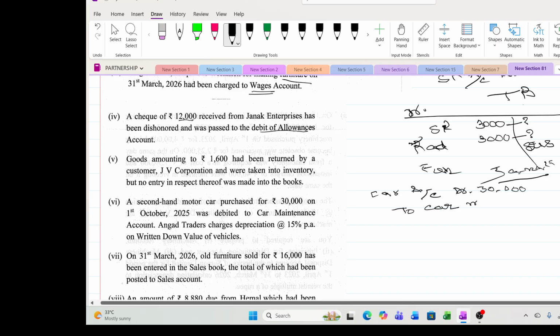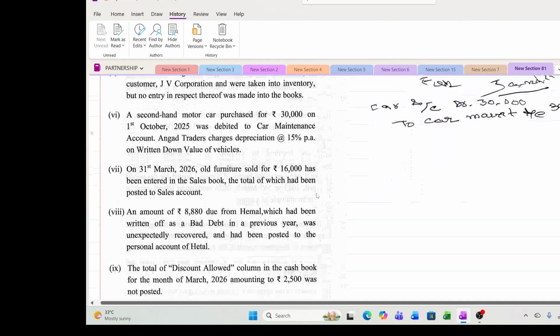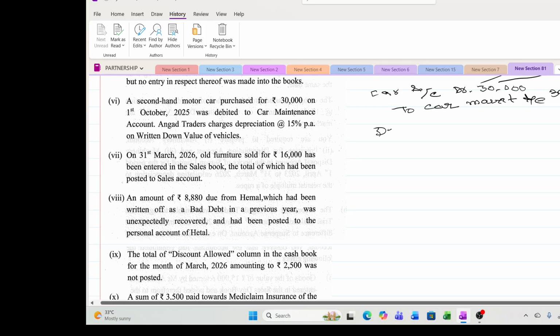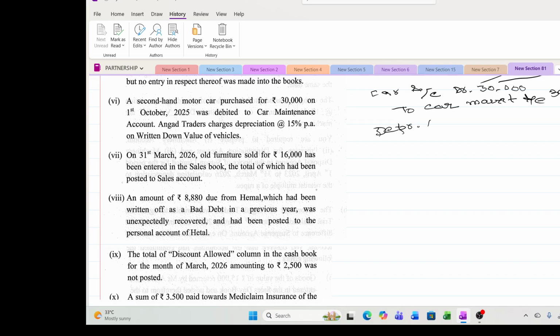So this car, we have to credit. Either you do it like this and then charge the depreciation separately. For charging depreciation, it is the first-time depreciation, so you have to calculate the time period. The car was purchased on 1.10.25. So you have to calculate the depreciation for 6 months on 30,000 at 15% per annum. That comes to 2250.